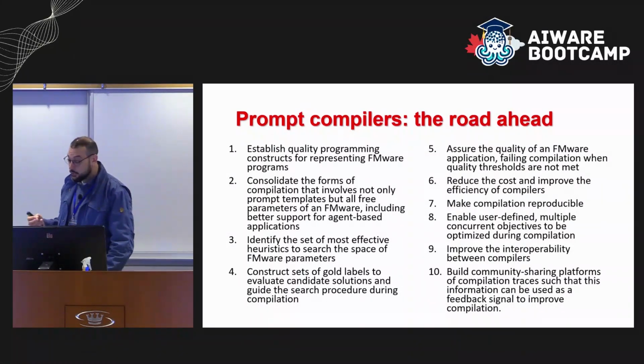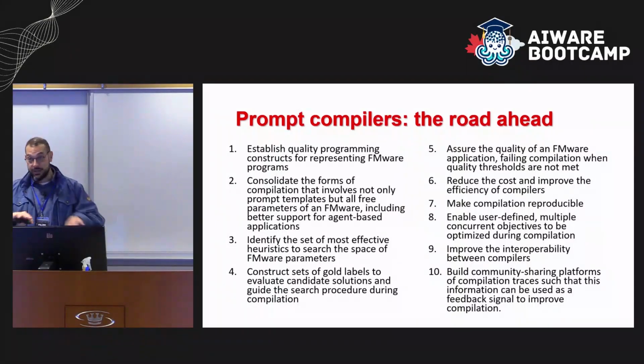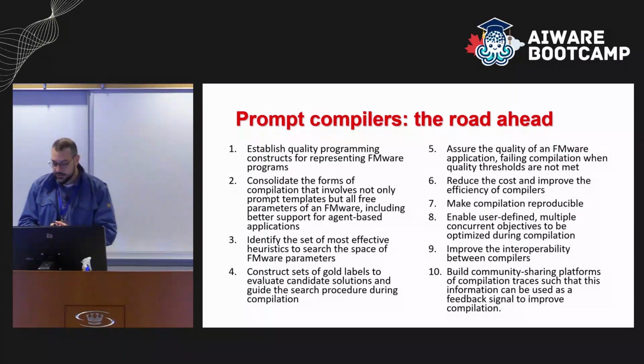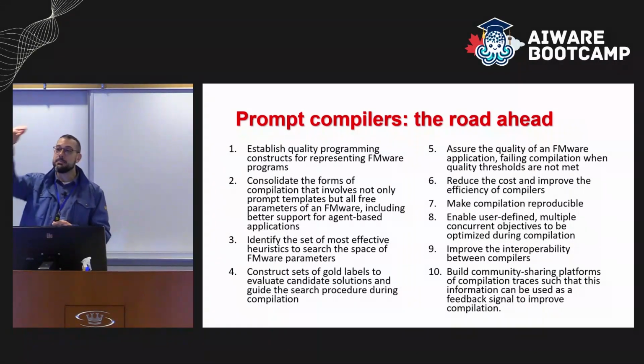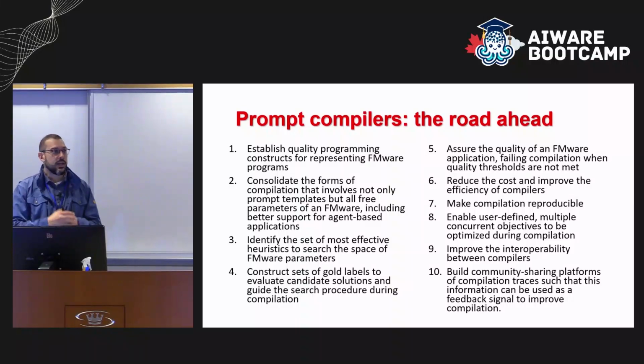Improve the interoperability between these compilers. These compilers don't talk to each other right now, but we believe that at some point they should maybe have an intermediate representation or something like that. And finally, build community sharing platforms of these compilation traces such that they can be fed back to the compilers, and the compilers improve themselves with this feedback.